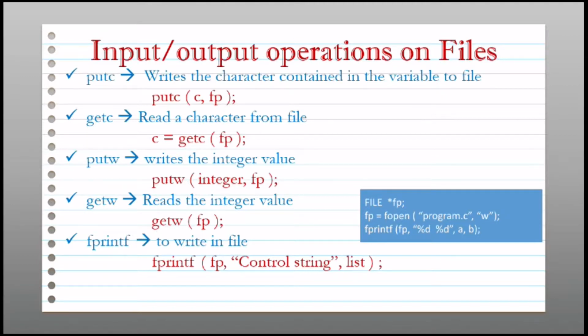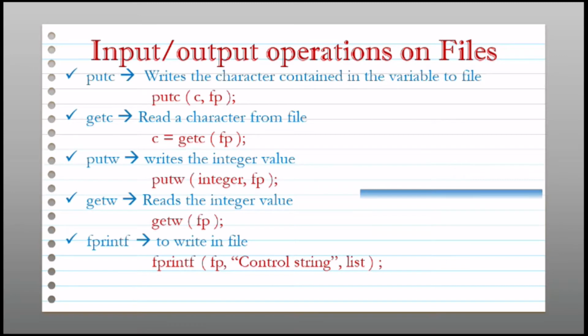That means we have to open the file in write mode, and then while using the fprintf statement, in brackets first we mention the file pointer, then the control strings of the variables we want to write. In double quotes we are using two integer values, %d and %d, and then the variables, a and b. Similarly we can use fscanf to read from a file.